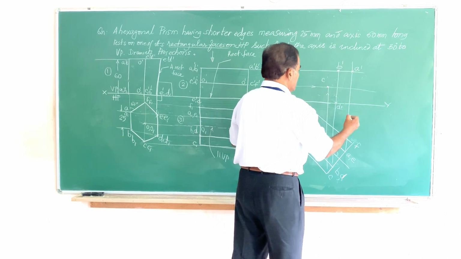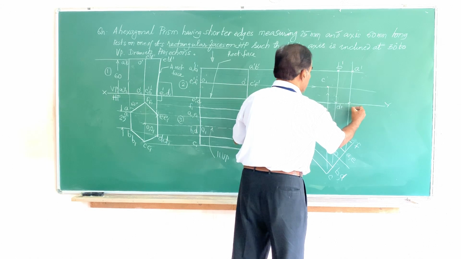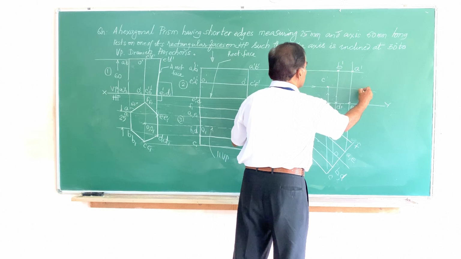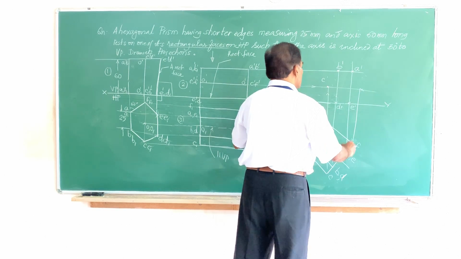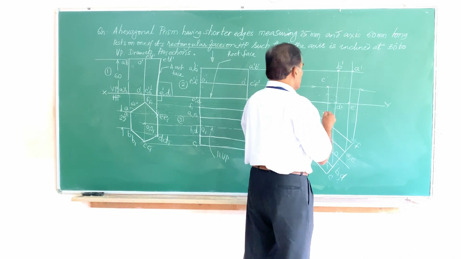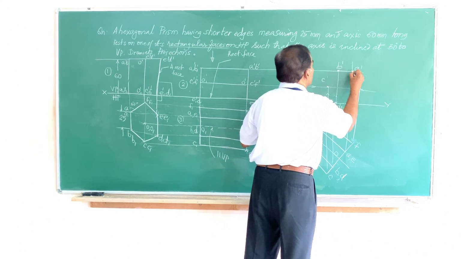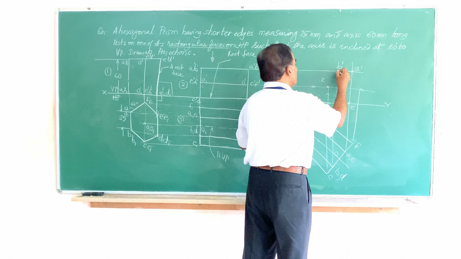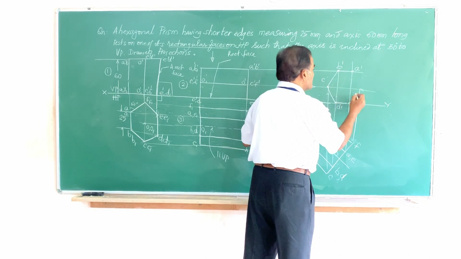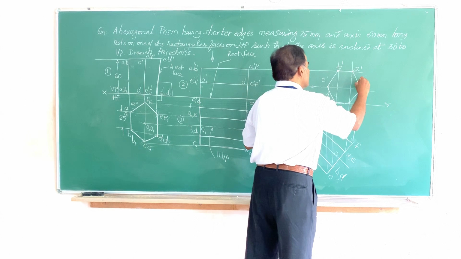This is B dash, this is E dash, and then finally F is here. You get this figure. So you have got all these 6 points. They are all visible to the observer. Hence I show them by dotted lines. A dash B dash is one edge, second edge, third, fourth, fifth, and sixth.